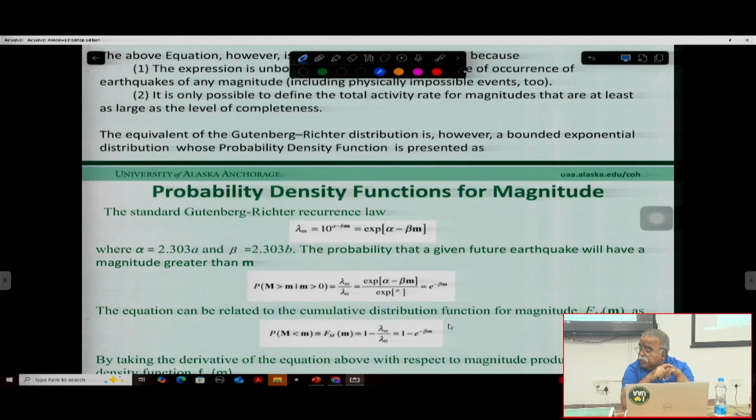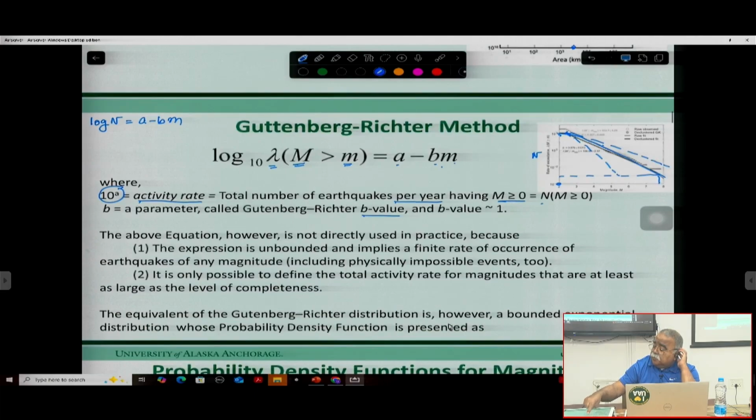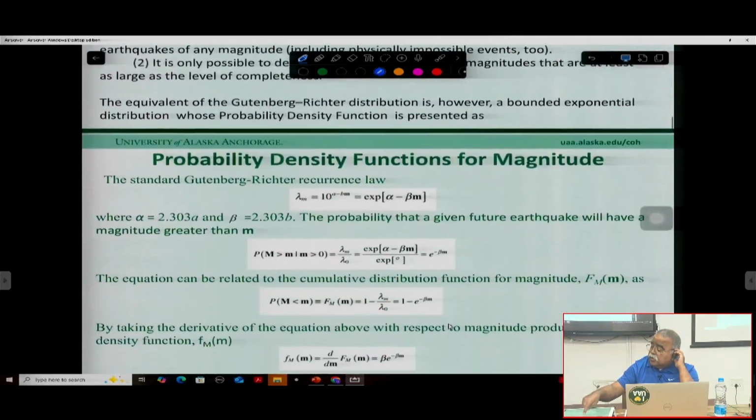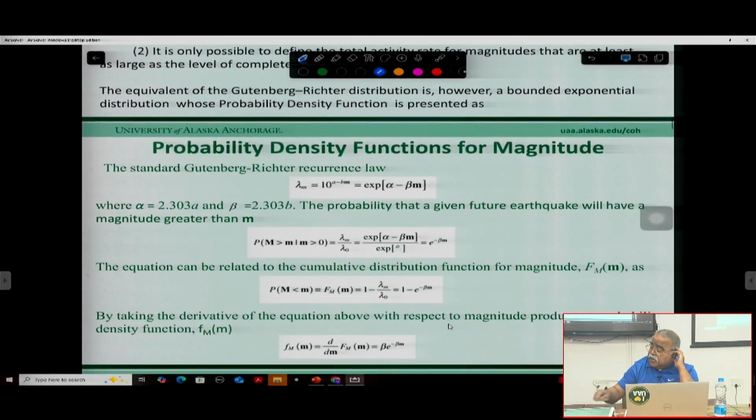So lambda m equals 10 to the power A minus Bm, as you can see here. Then we can write it as exp of alpha minus beta m. So that means alpha equals 2.303A and beta equals 2.303B, right? It's clear to everybody, right? So it is the log 10 to log e conversion.